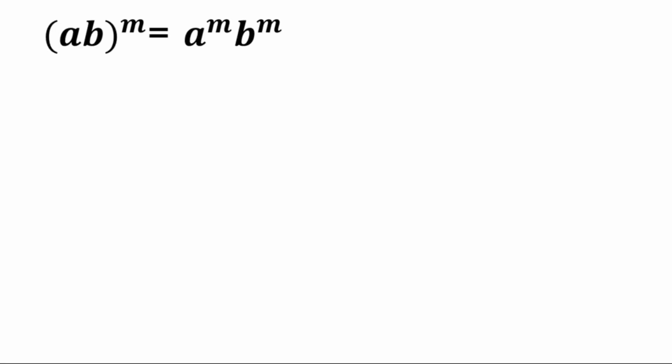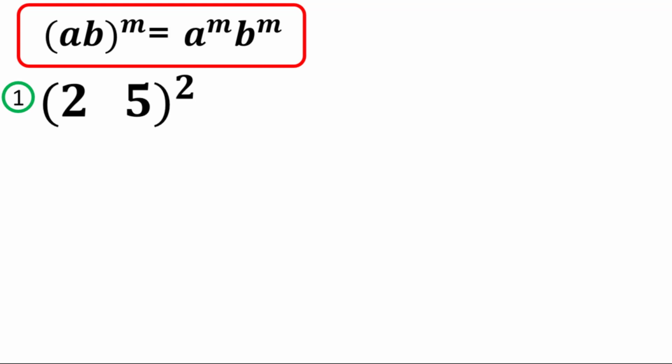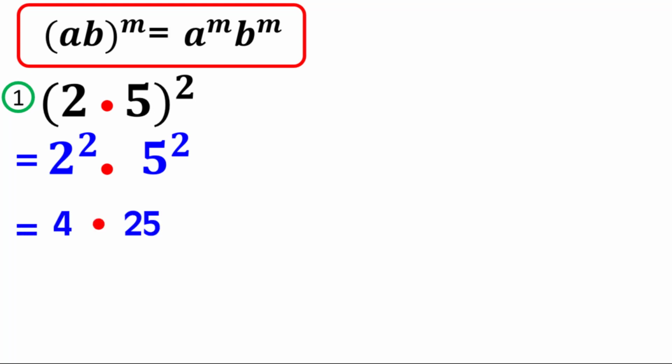Next, ab raised to the power m equals a raised to the power m times b raised to the power m. So this power is a power of a and power of b. For example, if we have 2 times 5 raised to the power 2, it will be 2 squared times 5 squared. 2 squared equals 4 and 5 squared equals 25. 4 times 25 equals 100.